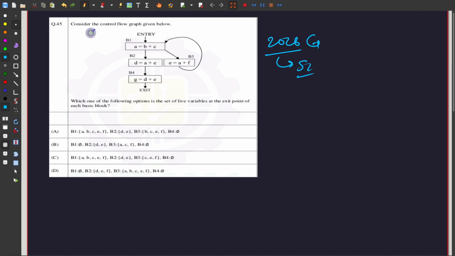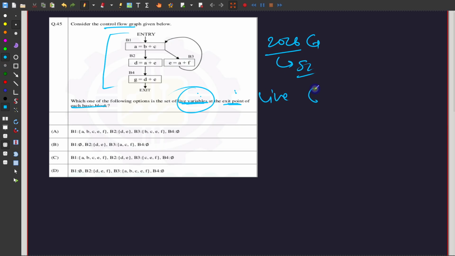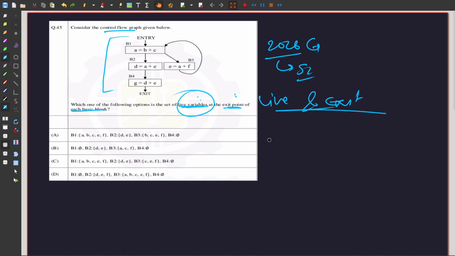Okay, so here is a CFG. They've given us a control flow graph, and they have asked which one of the following options is the set of live variables at the exit point of each basic block. So they don't ask about 1 or 2 or 3, they are asking for every single block which are the live variables at the exit point. Live variables at exit point, remember that. They're asking for both, so it should be live and it should be at the exit.